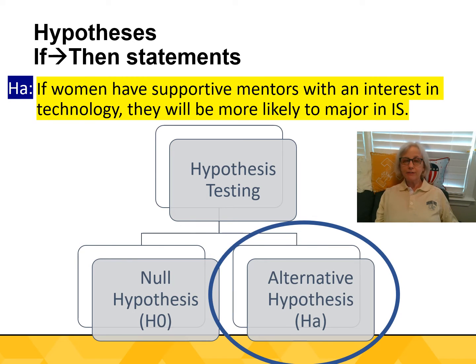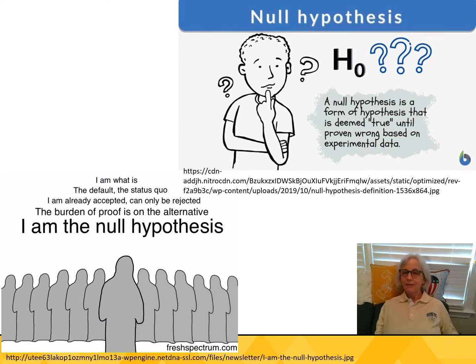The alternative is written above. The alternative is what we believe to be true. The null hypothesis is considered true until something proves otherwise. The null is already accepted and can only be rejected. The burden of proof is on the alternative.